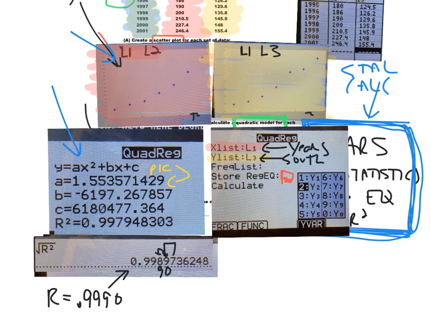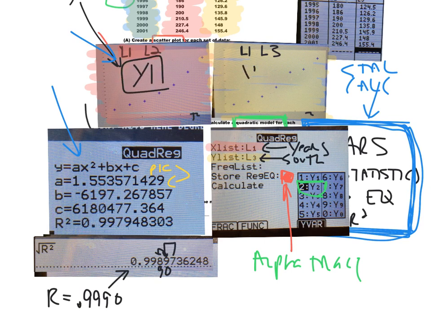Move the cursor down to where you see store regression equation. Press alpha and trace. But now we're going to select Y2. So we're going to have the Y1 equation representing the northeast data and the Y2 equation representing the south. So press alpha trace and then option 2 for Y2.